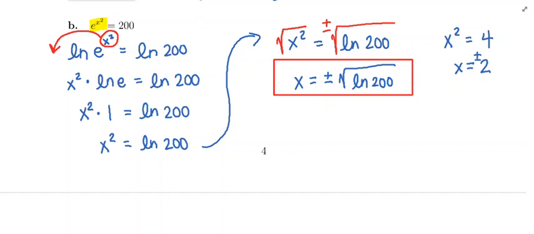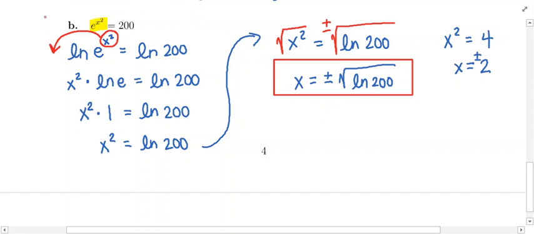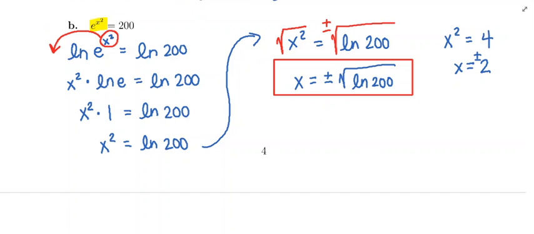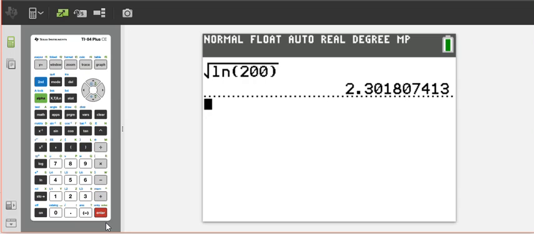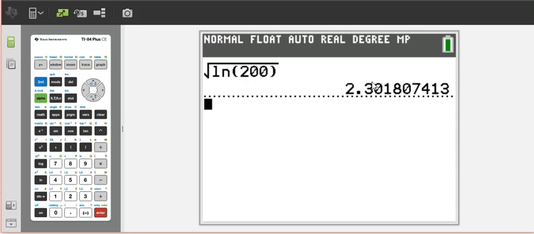Okay, so since we have the exact answer, I need to go a step further, and I'm going to get a decimal approximation to the nearest thousandth. So I'm going to go to my calculator. I'm going to type in the square root of the natural log of 200. And here is our decimal approximation. If you see where my arrow is, one place after the decimal point is the tenths place, then you have the hundredths place, and then you have the thousandths place.